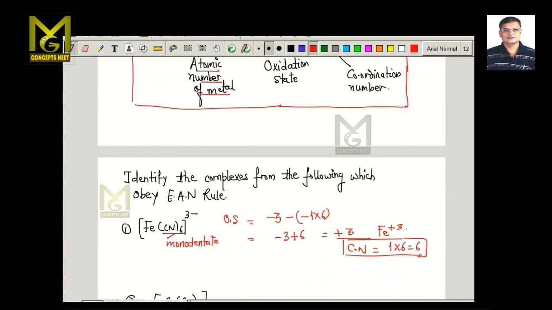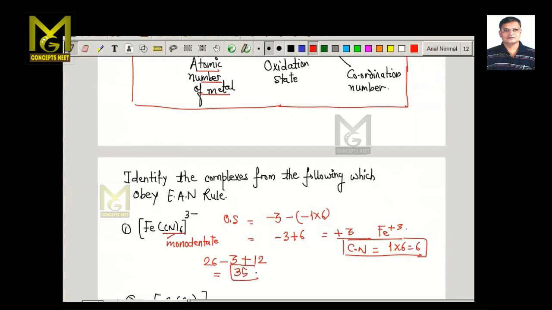And the atomic number in case of Fe is 26. So we can easily calculate EAN. It is given by the atomic number 26 minus the oxidation state, which we calculated as 3, plus 2 into the coordination number. The coordination number is 6, so 6 into 2 is 12. The overall answer is 26 minus 3 is 23, and 23 plus 12 is 35.